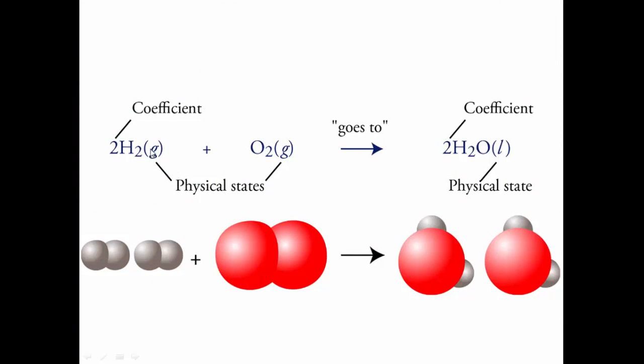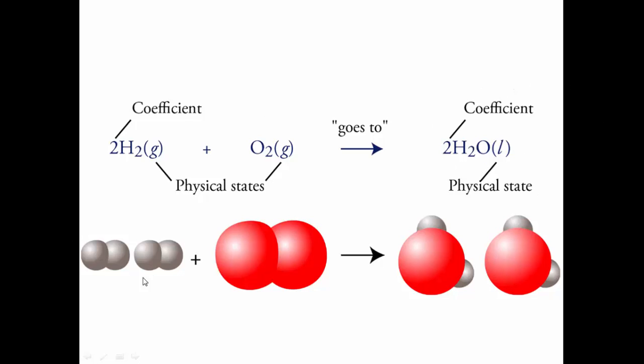So here, of course, we have the physical states that are listed. You don't have to worry about writing those down at the moment. That's something you're going to have to do when you get into the high school chemistry and the higher up levels. You have your coefficients. So we have our actual formulas here. The arrow, so you have your reactants, and then you have your products.